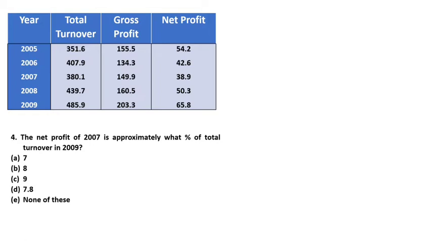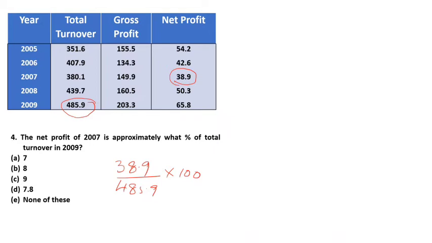The next question is: the net profit of 2007 is approximately what percentage of the turnover in 2009? The net profit of 2007 is 38.9. So we have been asked to find out what percentage 38.9 is of the total turnover in 2009. In 2009, the total turnover is how much? 485.9. So 38.9 out of 485.9, multiplied by 100. This is what we have been asked to find out.